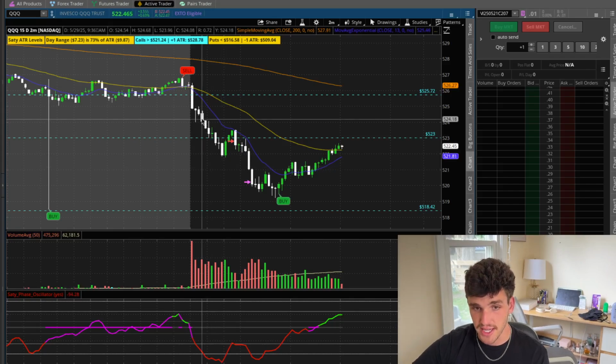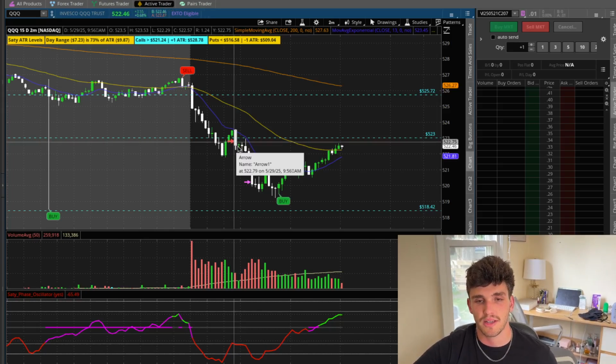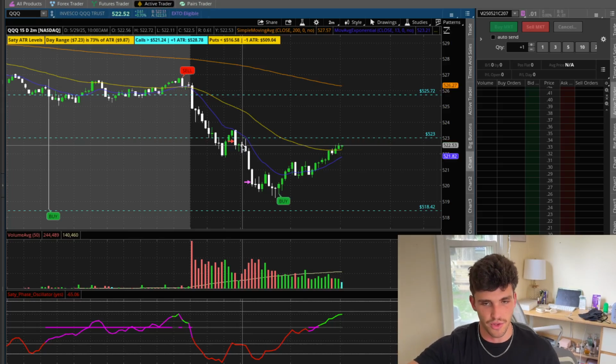Now, initially, I entered with 700 shares of SQQQ. So I entered 700 shares right here. This was just before news was about to come out. News came out on this 10 a.m. candle, I think it was right here. There was basically no reaction to the news, which honestly sucked because I was in with 700 shares.